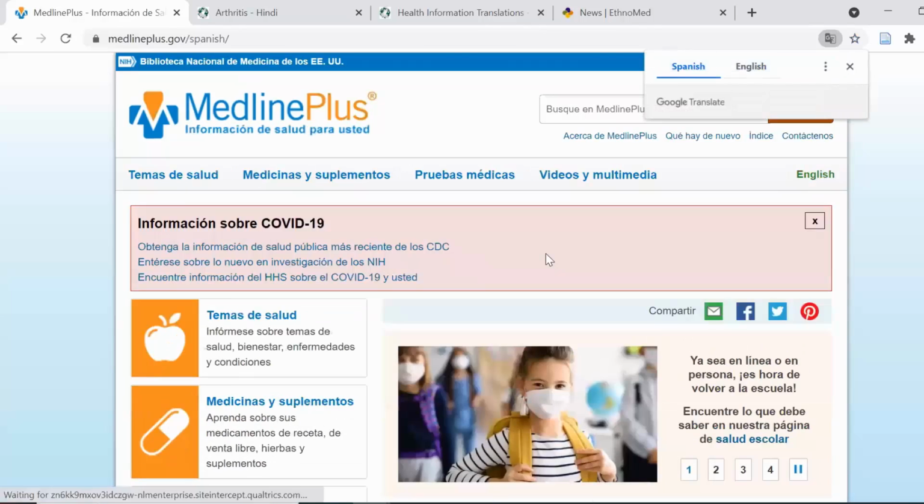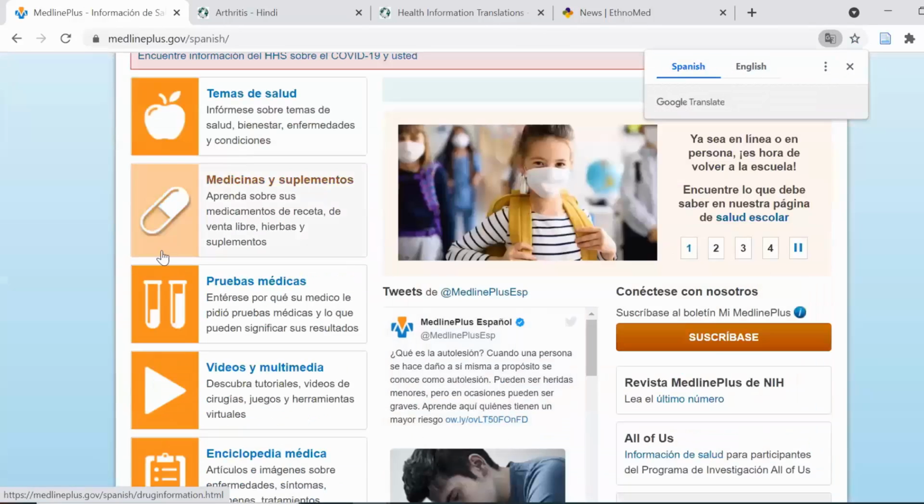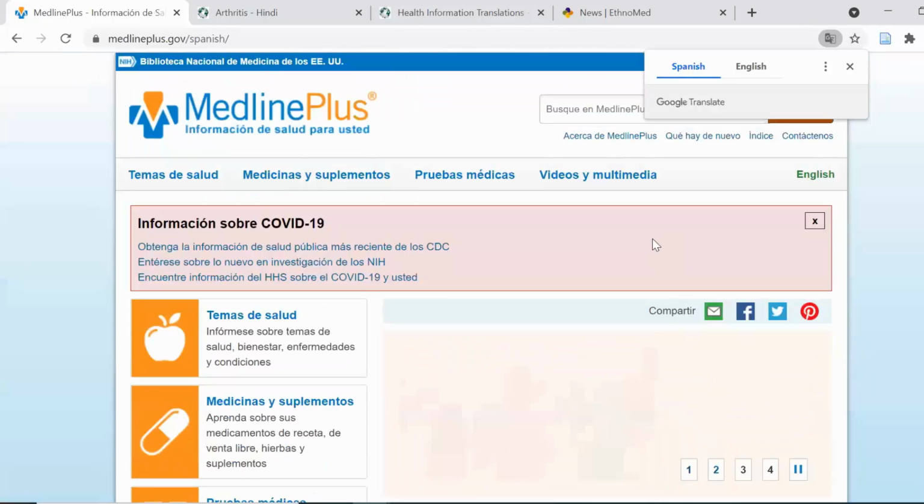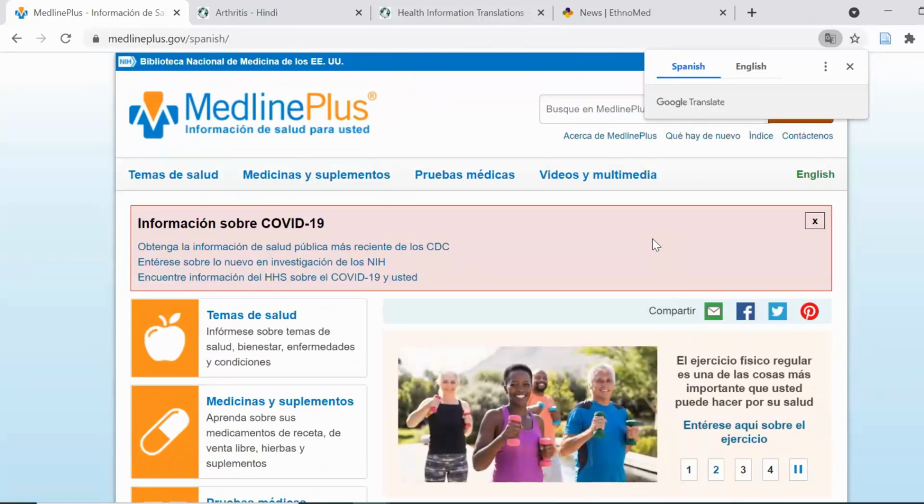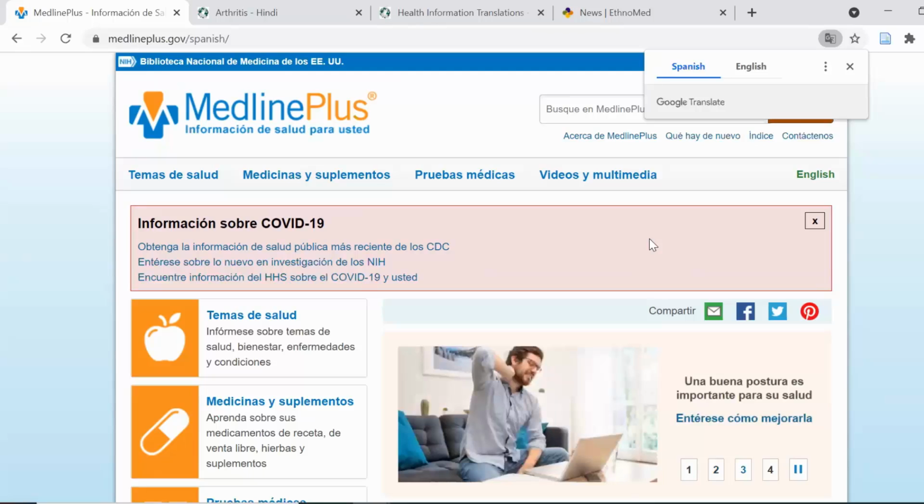Yeah, the entire website is translated into Spanish, and you can easily access all of the different resources here in Spanish. And that also includes your patients. And that's one thing to really emphasize here, is that MedlinePlus not only works as a practitioner resource, it definitely works as a patient resource.